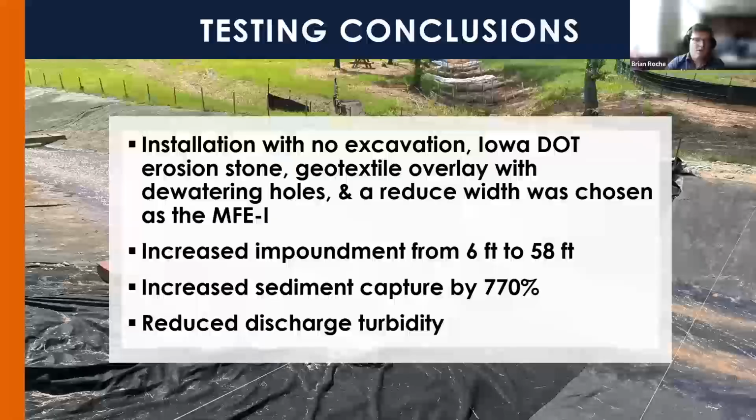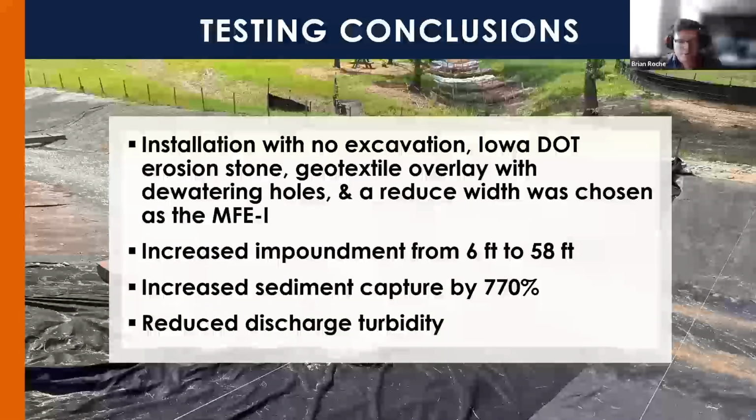So as a whole, we saw that installation with no excavation, a smaller stone gradation, a geotextile overlay with dewatering holes, and a reduced width was chosen as the most feasible and effective installation due to reduced cost as well as increased performance, which has increased that performance from 6 feet to 58 feet, increased sediment capture by about 7 times, reduced discharge turbidity, and it was about half the material cost as well.